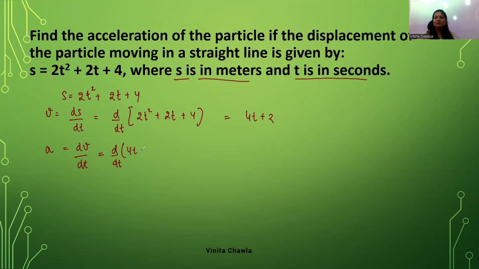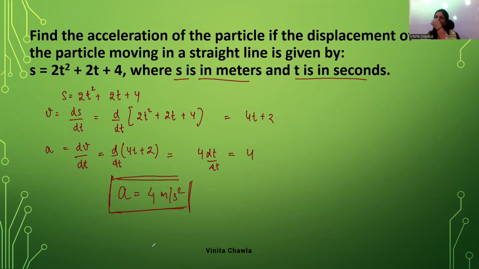No, we're not getting 6. 6 कैसे आएगा बेटे? 4 into dt by dt करोगे ना? But when you differentiate 2, you get 0. So it's 4. Because distance is in meters and time is in seconds, acceleration is in meter per second square. Close your answer in the box. Sorry, it's 4, I was doing it wrong. It's 4 meter per second square.